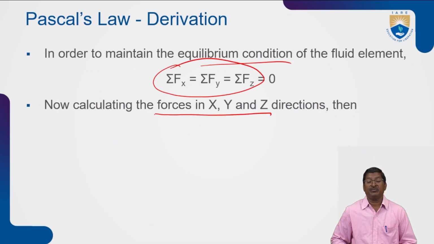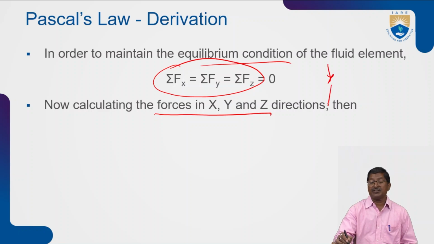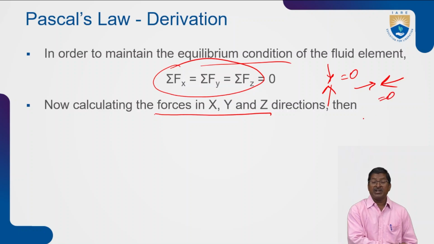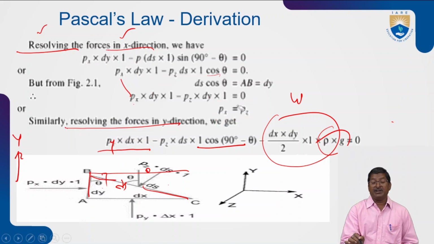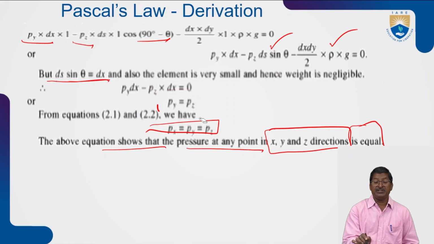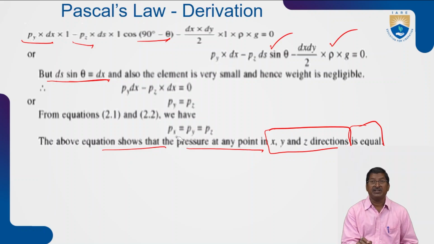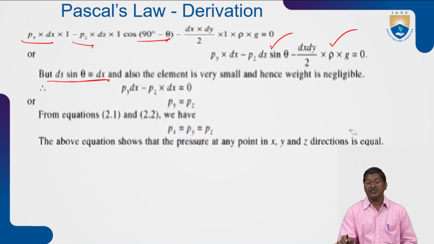So sigma Fx, sigma Fy, sigma Fz is equal to 0. That means the sum of all forces in the x direction, the y direction, and the z direction is equal to 0. The sum in the vertical direction is zero, and in the horizontal direction, towards left and towards right, it is also zero. So if you calculate these forces resolving horizontally, we will get Px is equal to Pz, and similarly resolving forces in the y direction, we will get Py is equal to Pz. Hence, you can conclude Px is equal to Py is equal to Pz. That means the pressure in the x direction is equal to the pressure in the y direction, which is equal to the pressure in the z direction. So in all directions the pressure is equal.